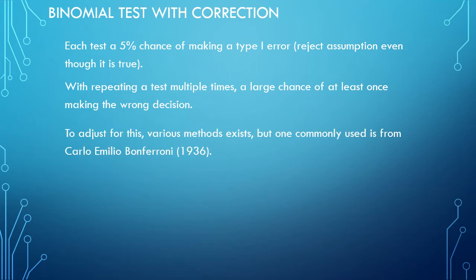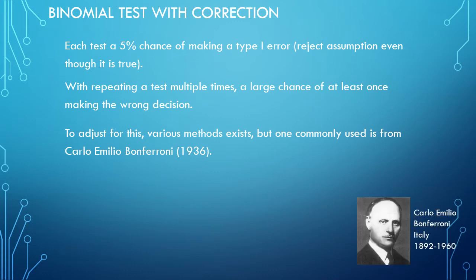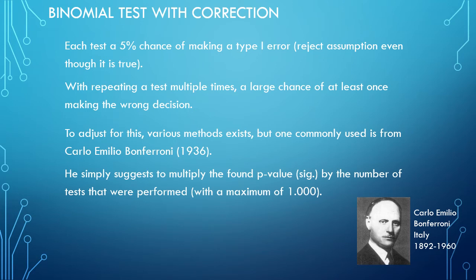One of them is from Carlo Emilio Bonferroni. I'm not sure if I'm pronouncing that correctly, but that's one that you will often see. It's a little bit conservative, but it's also fairly straightforward, because what he actually came up with was to simply multiply the significance that you find with the number of tests that you are actually performing, of course, to a maximum of 1. So this is a very simple correction, but at least you're then taking that into consideration, and usually it's recommended to use one of these corrections.